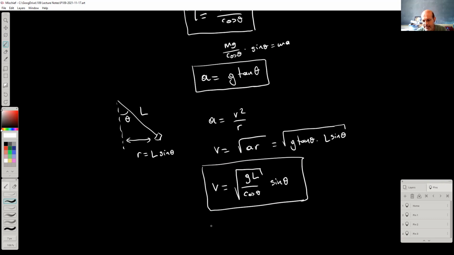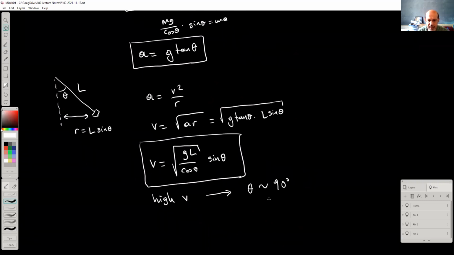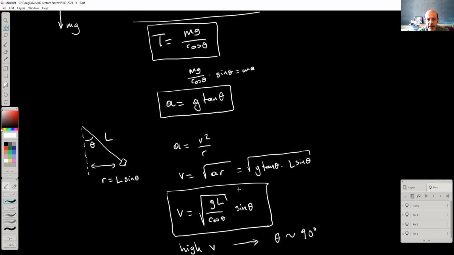So let's say it like this. Let's say high speed, that implies theta is close to 90 degrees. The previous problem was about this, basically. So you can check this thing. For example, in that case, I'm just going to leave that to you. You can check that the tension is almost equal to mv squared over r in that situation. But I'm just going to leave that to you.